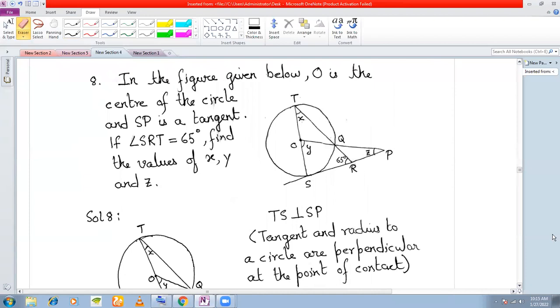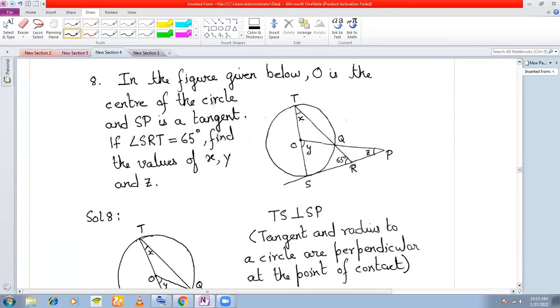In this figure, O is the center of the circle, which you can see in the figure, and SP is a tangent. So this line here that is given, SP, this is a tangent. If angle SRT is 65, you see already marked in the figure, angle SRT. Find the values of X, Y, and Z. So given one angle SRT, you need to find out the values of X, Y, and Z.